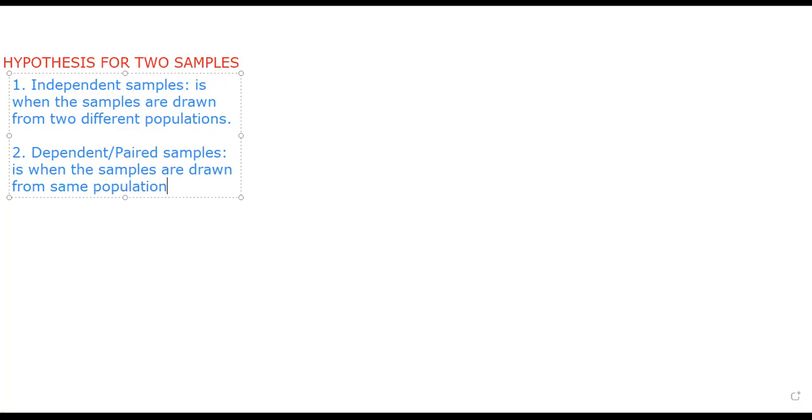You also have dependent or paired samples. With these samples, we are saying it's when the samples are drawn from the same population but being tested for different activities. You get it? So with this one, the samples are drawn from the same population being tested for the same.